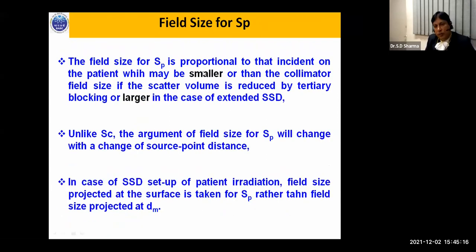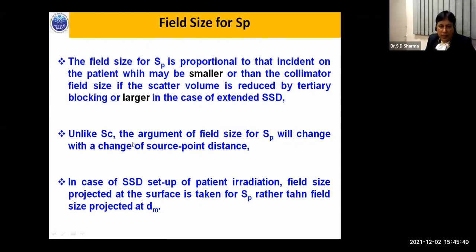So in case of phantom scatter factor, as I discussed earlier, the field size for phantom scatter factor is proportional to that field which is incident on the patient or phantom, and it may be smaller than the collimator field size if the scatter volume is reduced by tertiary blocking, or it could be larger in the case of extended SSD. So depending on the situation, it can be smaller or larger than the collimator settings.